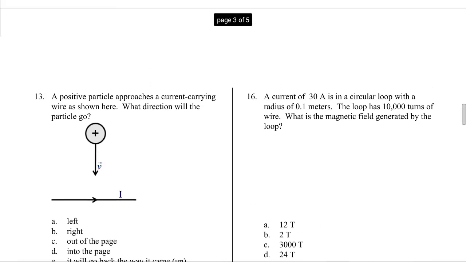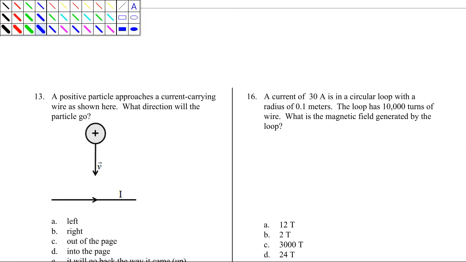All right, let's see here. I have a positive particle that's approaching a current carrying wire, as shown. What direction will the particle go? Well, first of all, let's imagine our magnetic field here. I get a magnetic field going into the page and out of the page. So this particle is coming into a magnetic field in a region that is out of the page.